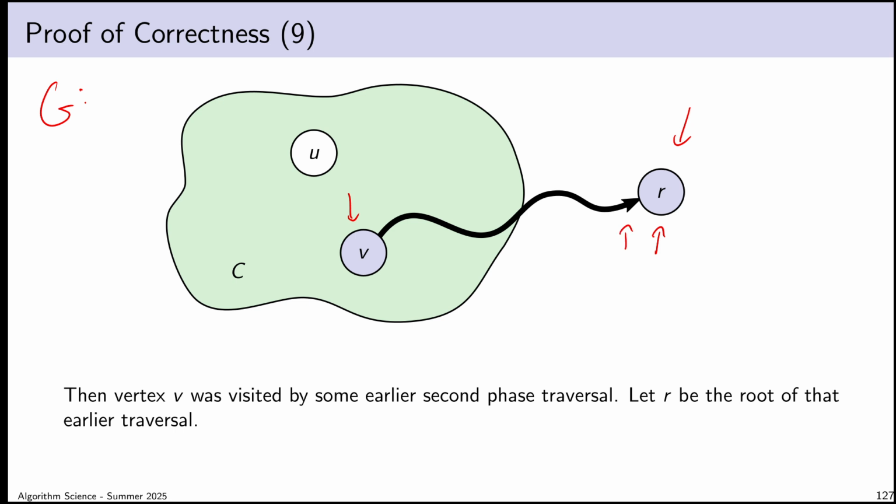Now the path points towards R because the traversal I did was in G transpose. So the path that I found was a path from V to R. My goal is to find a contradiction here somewhere. I'll tell you what the contradiction is going to be.